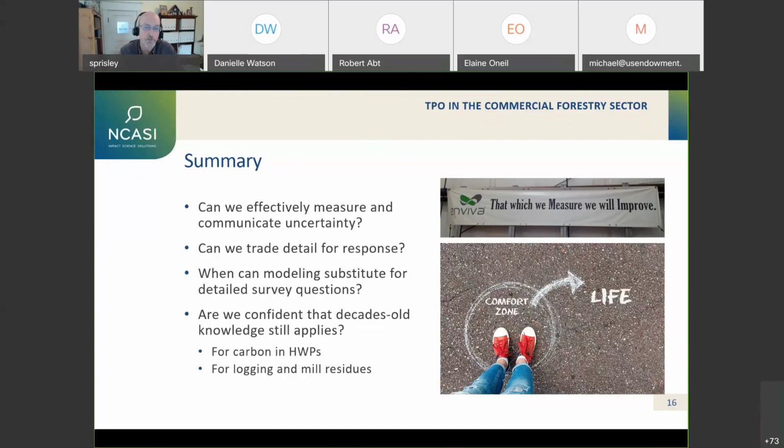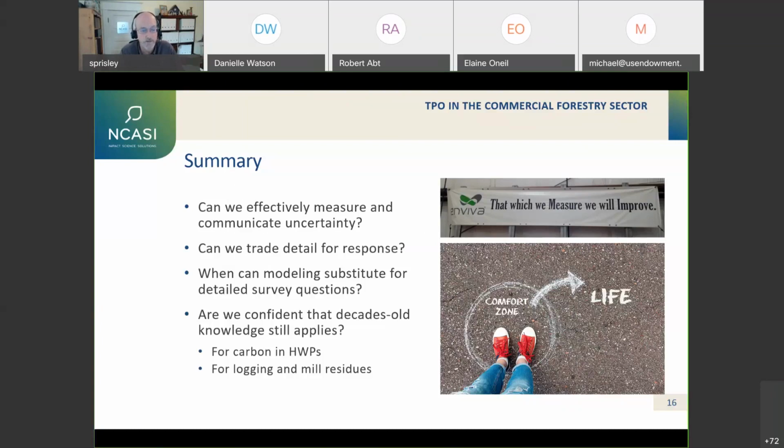And I think we shouldn't be afraid to share those results. They do cause discomfort, but sometimes you've got to get out of your comfort zone. And sometimes that discomfort is what it takes to lead to improvement. So I'd like to see us effectively measure and communicate uncertainty.